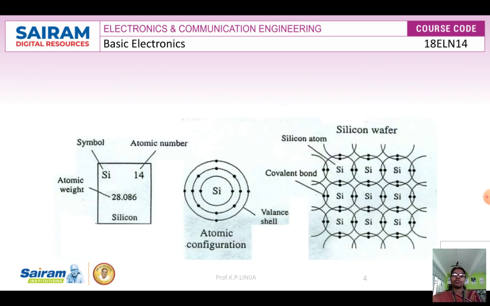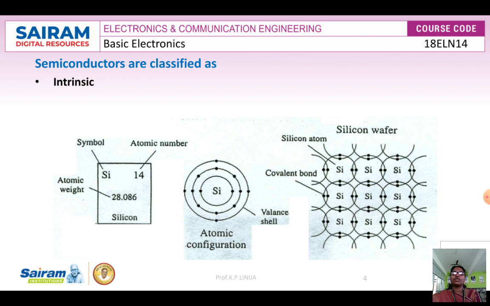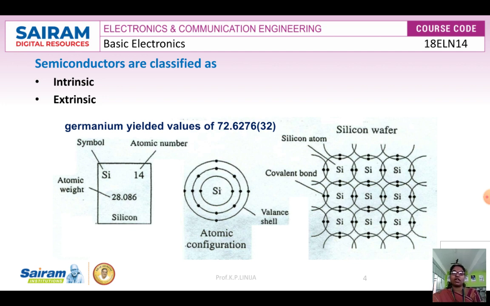Now let us discuss the classification of semiconductors. Semiconductors are classified into intrinsic semiconductors and extrinsic semiconductors. An intrinsic semiconductor is a pure semiconductor, with no impurity added to the silicon material.